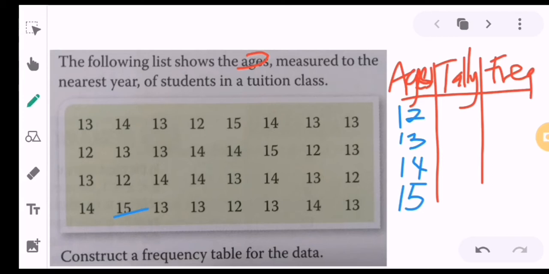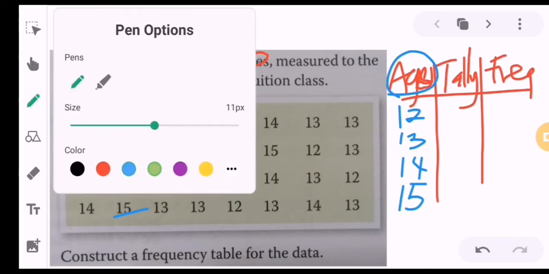So we have completed the first column. Now, where did I get the ages from? I read the instruction which says the following list shows the ages. So that's where I picked the title from. So you must read the instruction and select your title from the instruction. Okay, the tally and the frequency remains the same throughout. Later on, we shall look at the total, which we can also put in place. Now we go to drawing our tally.